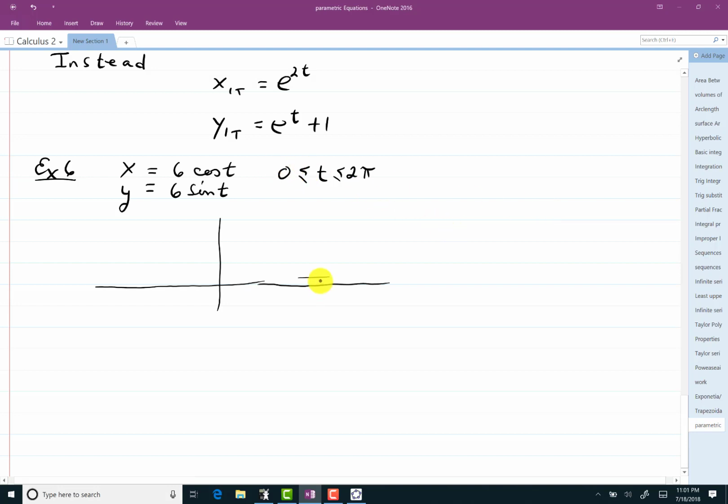When t is 0, I have a 6. Then I'm going to jump by pi over 2. So when t is pi over 2, you'll have 6 cosine of pi over 2. So the x part will be 0, but the y value will be 6. And then if you go to pi, this one will be -6 and the second equation will be 0. So it may not look circular when I am done here, but I want you to know that it is a circle of radius 6.